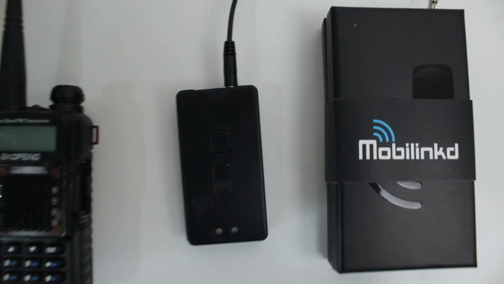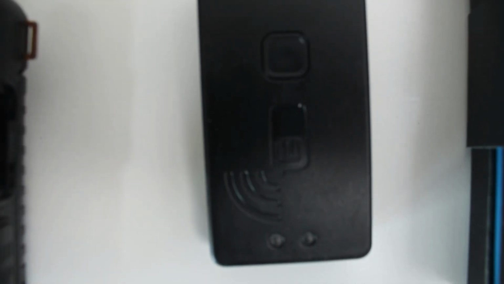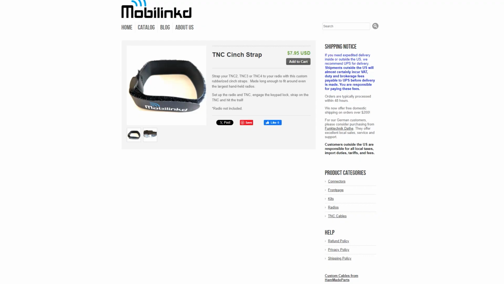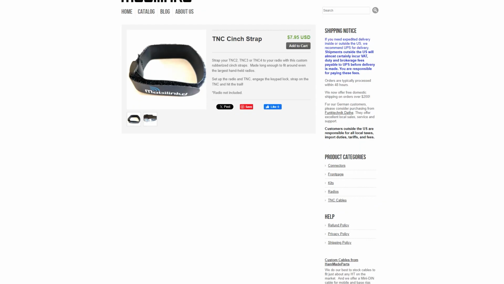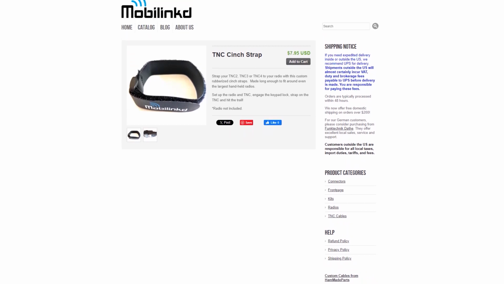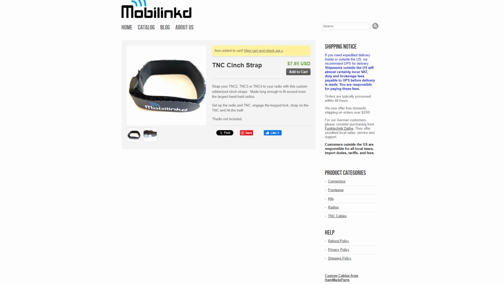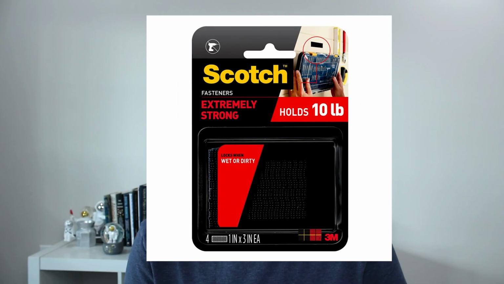The Mobilinkd has a 2-day continuous use battery life where you can run it continuously without having to charge the batteries. I actually used Velcro to attach it to one of my cheap radios so that I don't have to worry about it falling off and breaking. They do also offer a Velcro strap that you can use. However, I did not think to buy that until after I had placed the order. So I just bought some Velcro from Walmart and attached it to my radio and the Mobilinkd.